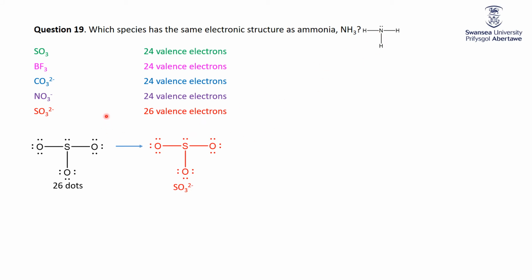But let's prove to ourselves that these others with 24 valence electrons are not. How do we now draw SO3 that has 24 valence electrons? There's the SO3 with 26 dots. So what we have to do is remove the lone pair from the sulfur and then a lone pair from each of the other oxygens. When we do that, we can get this picture here. But of course, I could quite easily have removed the lone pair from the bottom oxygen or the right-hand oxygen.